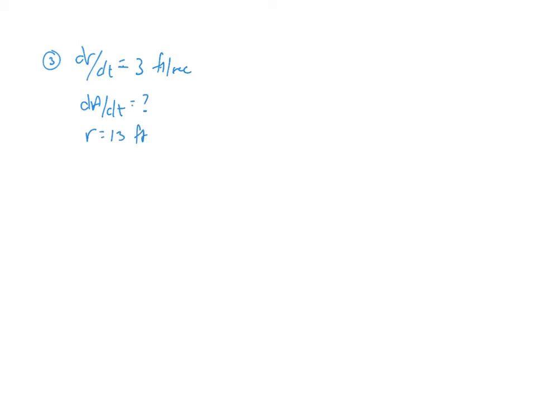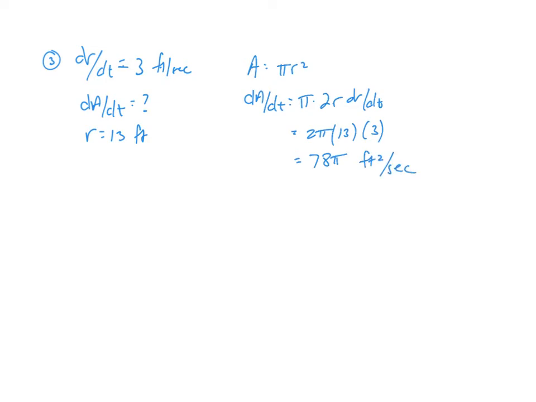Alrighty, so the area of our circle is pi r squared. And then that derivative is dA dt equals pi 2r dr dt. So we've got 2 pi here. r, they tell us, is 13, and dr dt is 3. So what do we have? That looks like 78 pi. And then the units are going to be in feet squared per second.